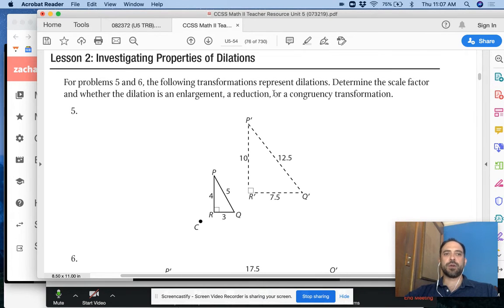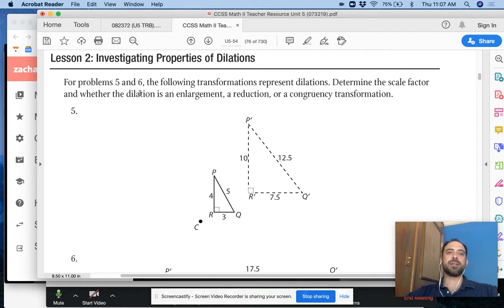Okay, so let's see. For problems 5 and 6, the following transformations represent dilations. Determine the scale factor and whether the dilation is an enlargement, a reduction, or a congruent transformation. All right, so here's the thing. We got to look at just what these mean, right? A dilation is an enlargement.